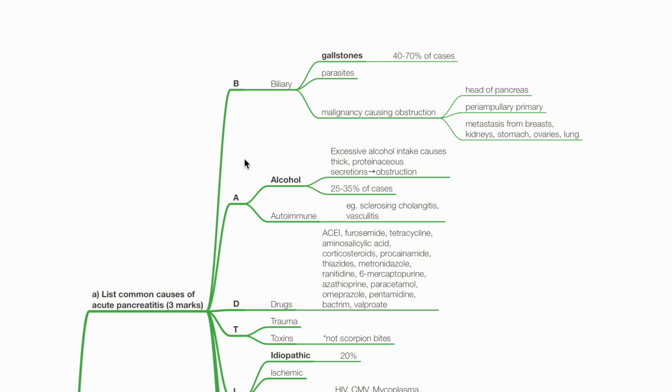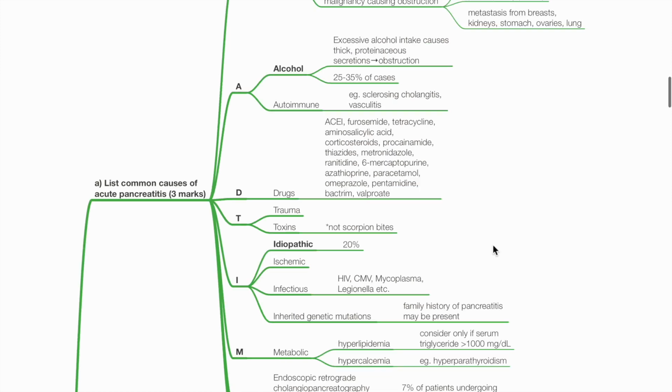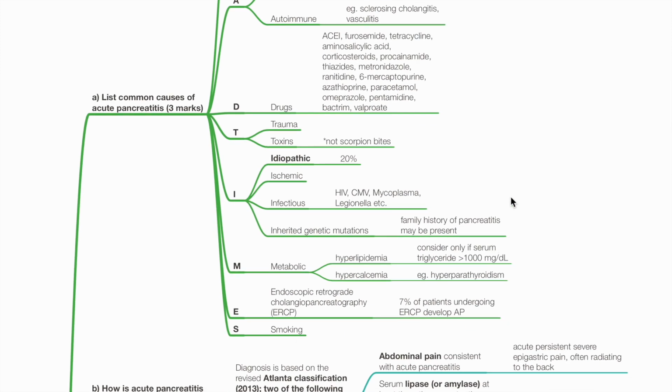Examples of malignancy causing biliary obstruction include head of pancreas, periampullary primary, or metastasis from breast, kidney, stomach, ovaries, or lung. A for alcohol, 25 to 35% of cases, or autoimmune cause such as vasculitis or sclerosing cholangitis. D stands for drugs. Examples of drugs implicated in acute pancreatitis include ACE inhibitors, furosemide, tetracycline, corticosteroids, paracetamol, etc. T stands for trauma or toxins. I stands for idiopathic, which occurs in 20% of cases.